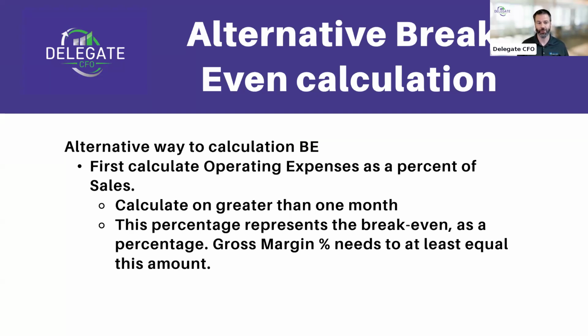So now we know that we want to calculate operating expense as a percent of sales. What that tells us is the percent that we have to have in our gross margin percent to be able to break even. In other words, the reason this is beneficial is that it gives us an understanding of my break even percent on the company as a whole, and the barometer you use on your individual products. So let's go into a quick example on this.